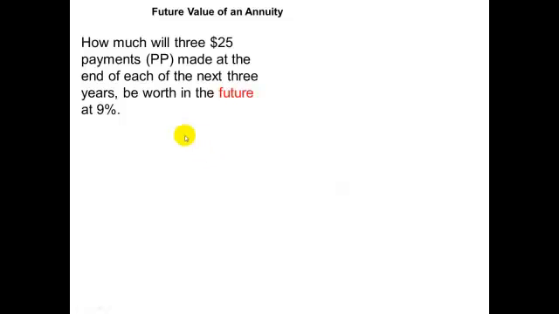The third type of cash flow that we're going to deal with is the future value of an annuity. An annuity is nothing more than a series of equal payments. So, here's our example. How much will 3 $25 payments made at the end of each year, the next 3 years, be worth in the future at 9% interest?